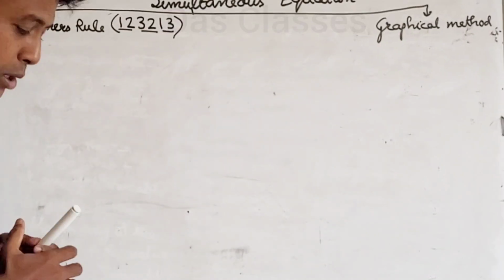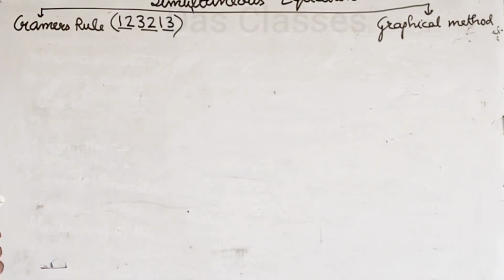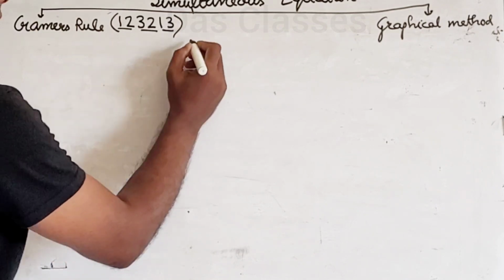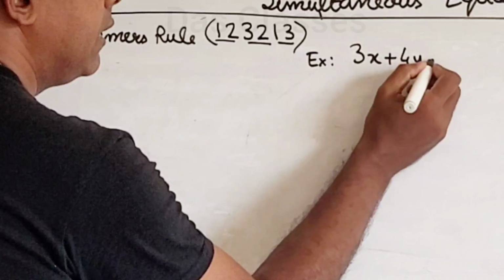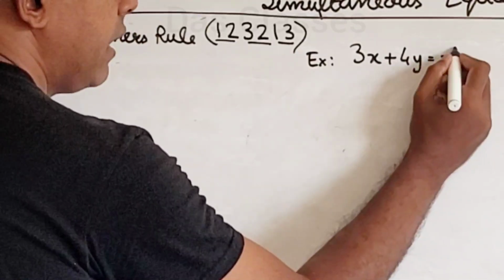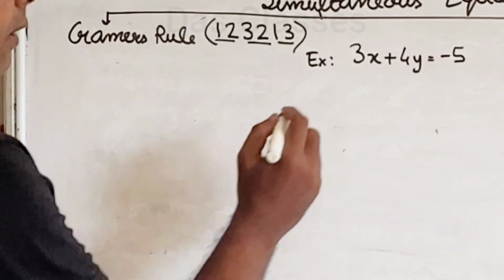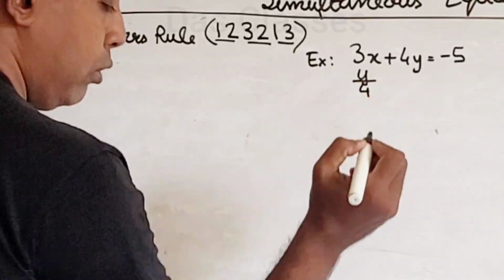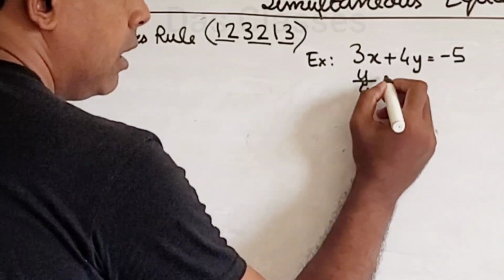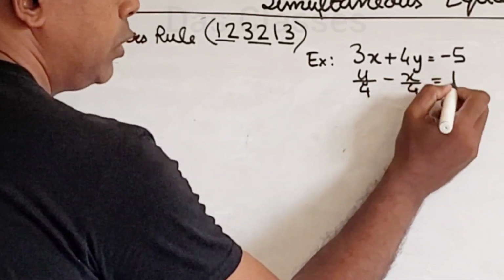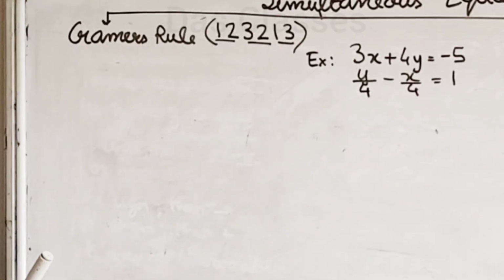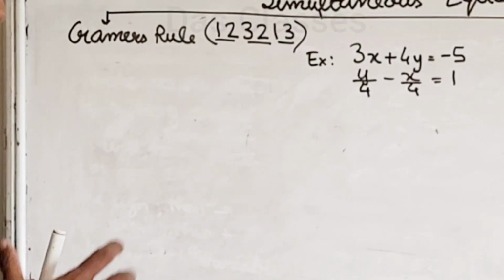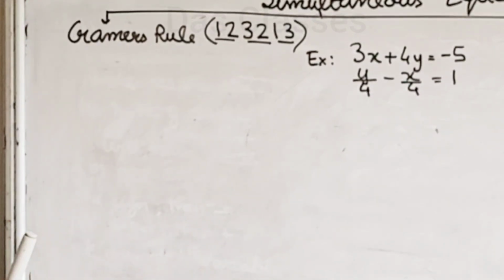So how do we do Cramer's rule? We'll take an example and solve by both methods. The example is 3x plus 4y is equal to minus 5, and y upon 4 minus x upon 4 is equal to 1. I am purposely taking a sum with fractions so that you understand how to do fraction sums, because that is the most difficult thing students find.